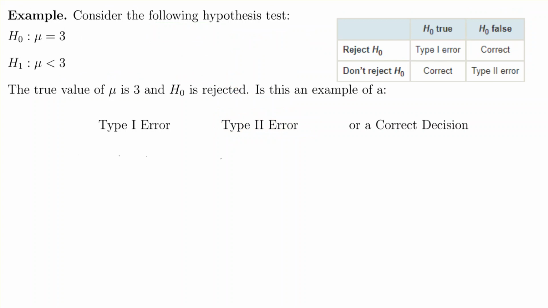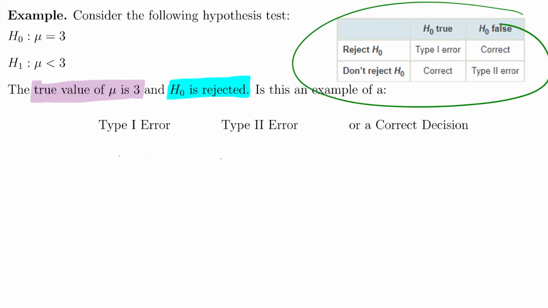Okay, so here's our next example, set up similarly to the previous ones. It says consider the following hypothesis test. Our null hypothesis is that mu is equal to 3. Our alternate hypothesis is that mu actually should be less than 3. Now it turns out that the true value of mu is 3. And after we ran the test, we ended up rejecting the null hypothesis. Is what's described here an example of a type 1 error, type 2 error, or correct decision?